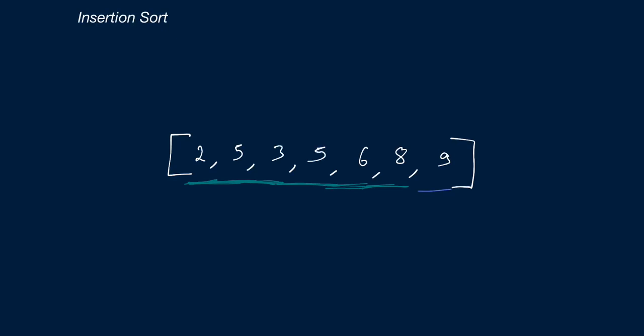Compare this 5 to 3. They're not in the correct order, so swap them. And lastly, we've got 2 and 3. They are in the correct order, so we're done.